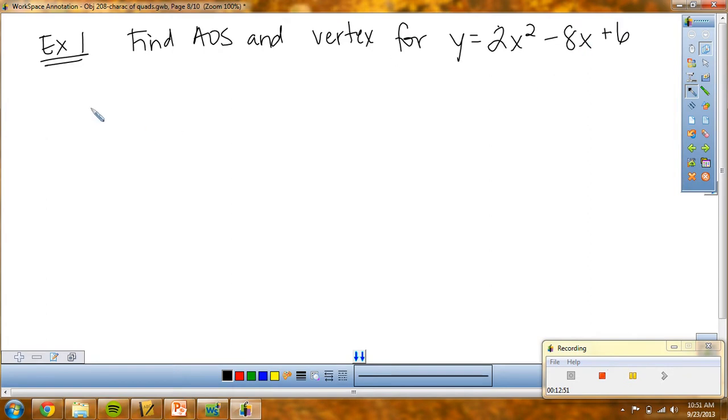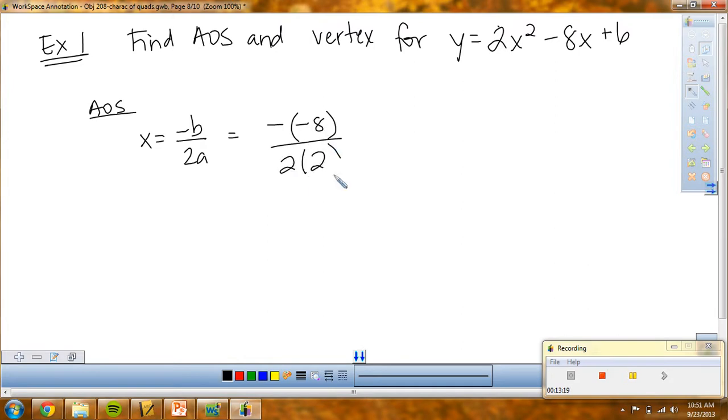All I have to do is, for my axis of symmetry, I know it's going to be a vertical line, so I'm going to use my x equals opposite of b over 2a, and I substitute the values from my quadratic. So I'm going to use the opposite of b, which is negative 8, over 2 times a, which is 2. Opposite of a negative is positive 8. 2 times 2 is 4. So my axis of symmetry is an x equals 2 graph.